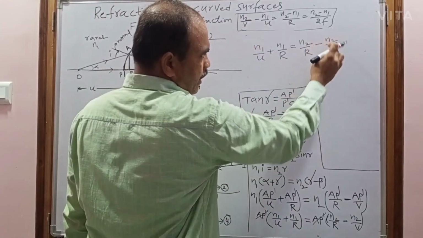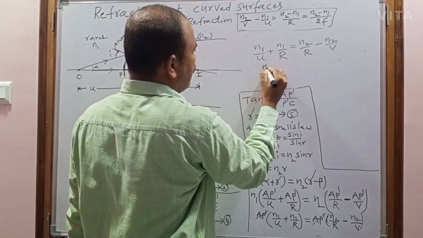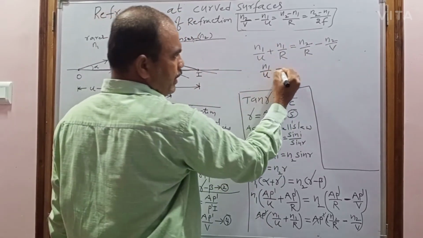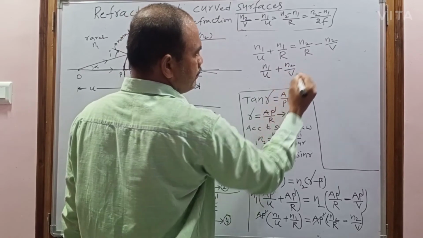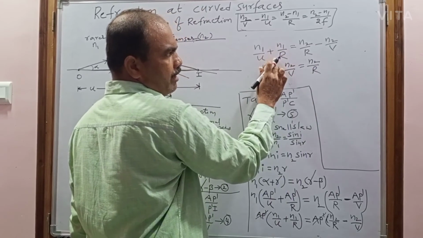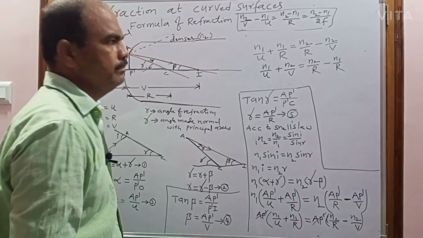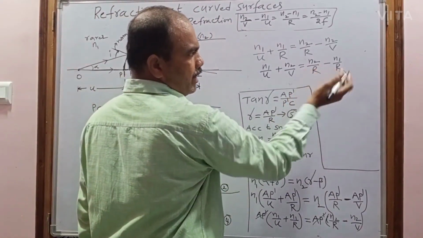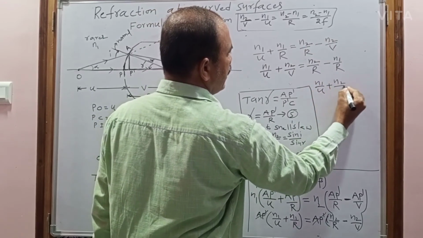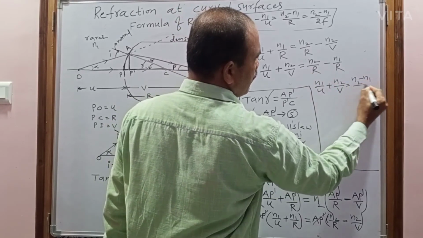Now bring the N2 by V to the left side and N1 by R to the right side. What do you get? N1 by U. When minus N2 by V comes to the left side, plus N2 by V is equal to N2 by R, and again when this N1 by R is taken to the right side, minus N1 by R. Now take 1 by R common on the right side, so N1 by U plus N2 by V equals 1 by R taken outside, then what do you get? N2 minus N1 by R.